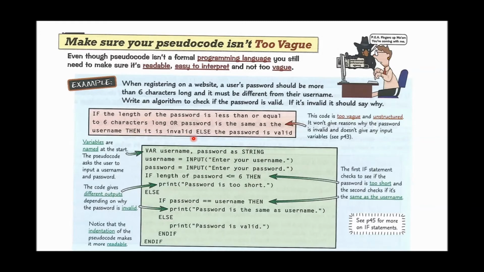Then it is invalid, else the password is valid. It's not accepted, or it is accepted. This code is too vague and unstructured. It won't give you the reasons, it won't give you the marks.